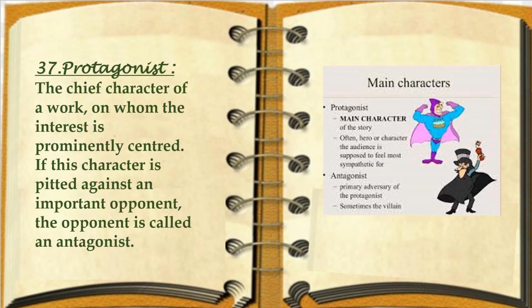Protagonist is the chief character of a work or a play. The work can be a play or a movie, and around him the story revolves. He is the prominent central character of the play, but he can also be called the hero of the play. And if any person is placed against the protagonist and is the opponent of the protagonist, he is called an antagonist. So the protagonist is the hero and the antagonist is the villain of that story.